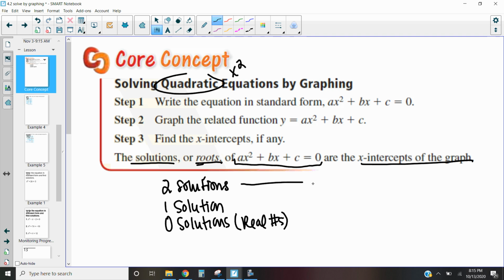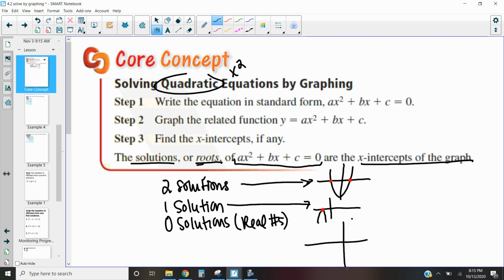So two solutions, what this looks like is when I graph it, my parabola is going to cross our x-axis or have two x-intercepts. If it has one solution, it's only going to cross our x-axis in one place, so it has one x-intercept, and zero solutions typically will look something like this, where it never crosses that x-axis. It doesn't mean that the parabola does not exist. It means that it doesn't cross our x-axis anywhere.